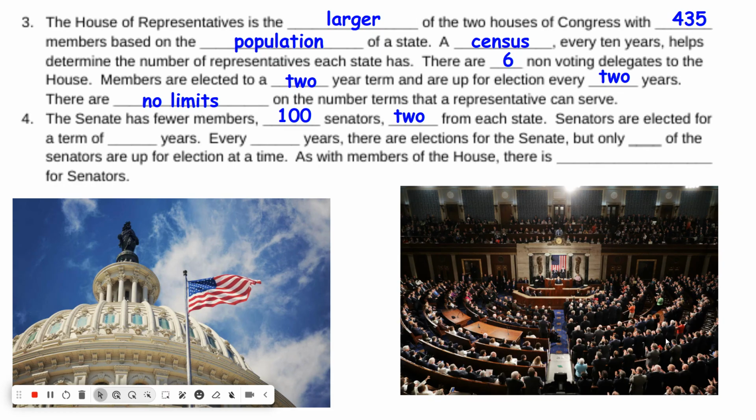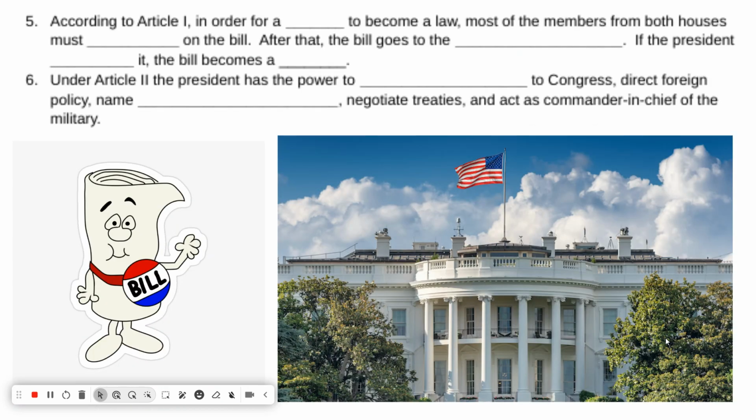That is the maximum and the minimum. Senators are elected for a term of 6 years, and every 2 years there are elections for the Senate, but only 1/3 of those senators are up for election at any given time. As with members of the House, there are no term limits for our senators, so if they can keep getting elected, they can keep serving.